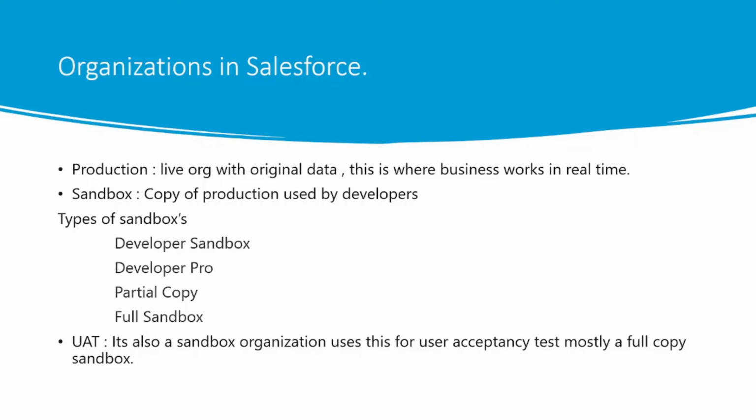Then we have the sandbox org, which can be of multiple types. It is always a copy of the production org that can be created by a developer, but there are different types of copies. One can be a developer sandbox, where a developer will develop his code and then deploy into the later orgs higher in the org hierarchy, like SIT and UAT. Then developer pro, then partial copy, and then full sandbox. Partial copy is where every configuration is copied but no data. In a full sandbox, the data is also copied.